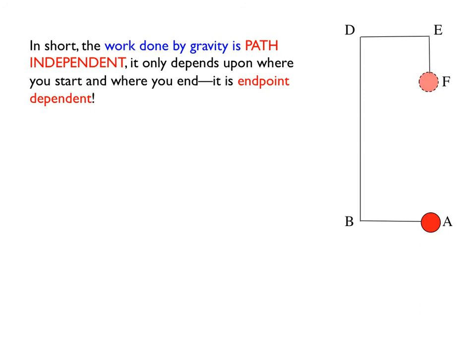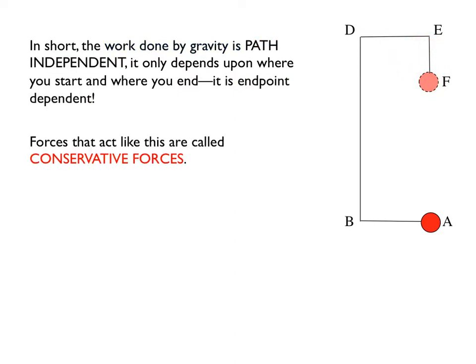What's interesting about this is that it means that apparently the amount of work that's done by gravity as you go from A to F is path independent. It only depends on the endpoints. It doesn't matter what path you take as long as you end up at F. Forces that act this way are called conservative forces.